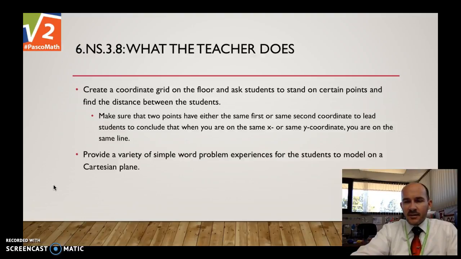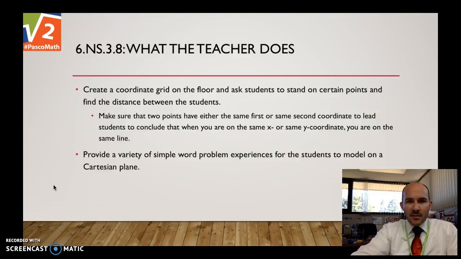So let's look at some things that you could do in the classroom. One thing is to create a coordinate grid on the floor and ask students to stand at certain points and find the distance between those students. Some things you want to do to make sure this works well and addresses the standard is make sure that the 2 points have either the same first or same second coordinate to lead students to conclude that when you're on the same x or y coordinate, you're on the same line, and then you can just count that absolute value distance between each other.